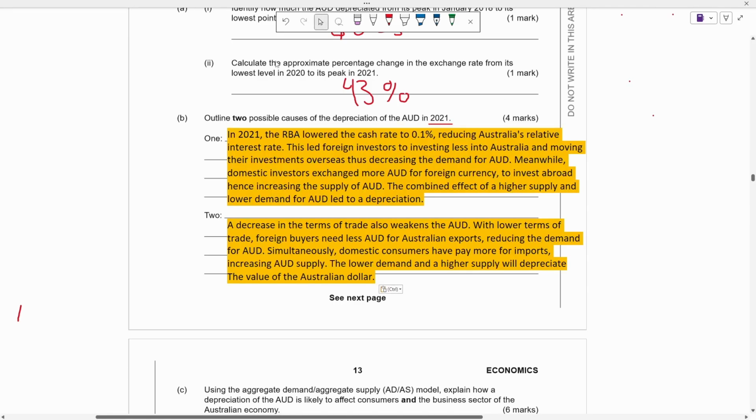So here in my first cause, I talk about the RBA lowering the cash rate to 0.1%. And then here I link it back to exchange rate and how it caused a depreciation. Same thing for my second cause. Now let's go on to the next question.